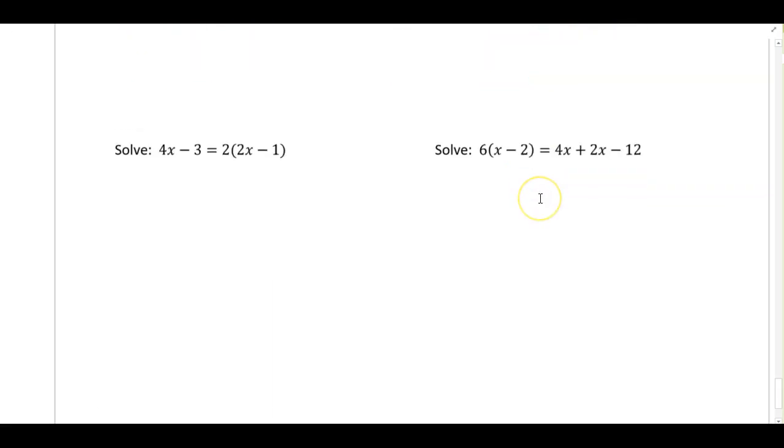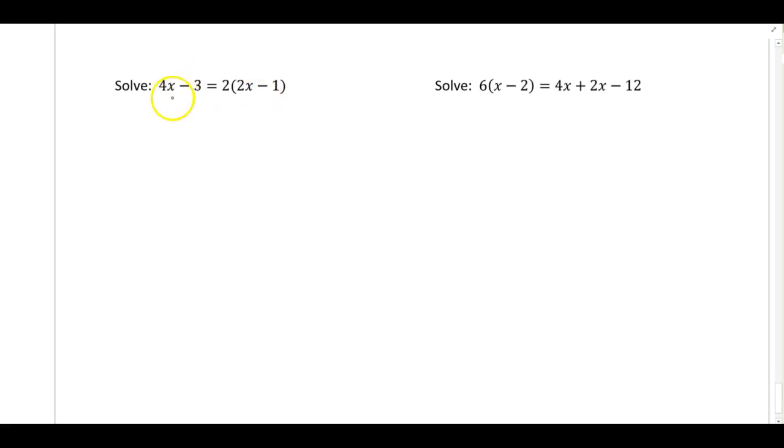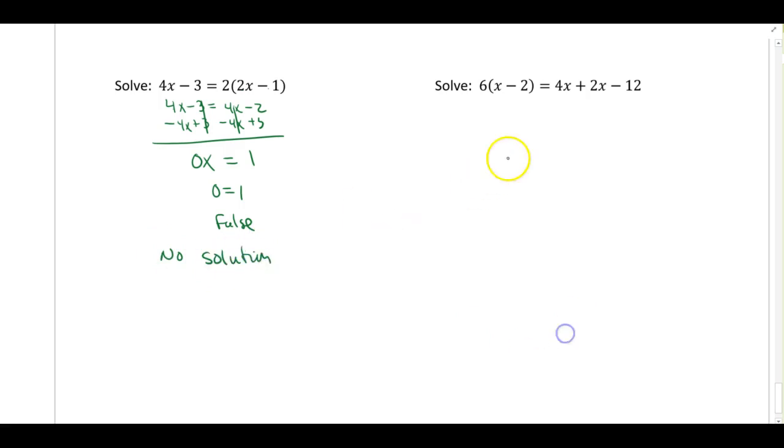Alright, so right away here, I go ahead to solve this and I see 4x minus 3 equals 2 times 2x is 4x. 2 times negative 1 is minus 2. Right? Right away, if I see these x terms, when I subtract 4x, right, and then I add the 3, I end up with 0x equals 1. Is that a true or a false statement at the end? Is 0 equal to 1? That is a false statement, which means it is no solution.